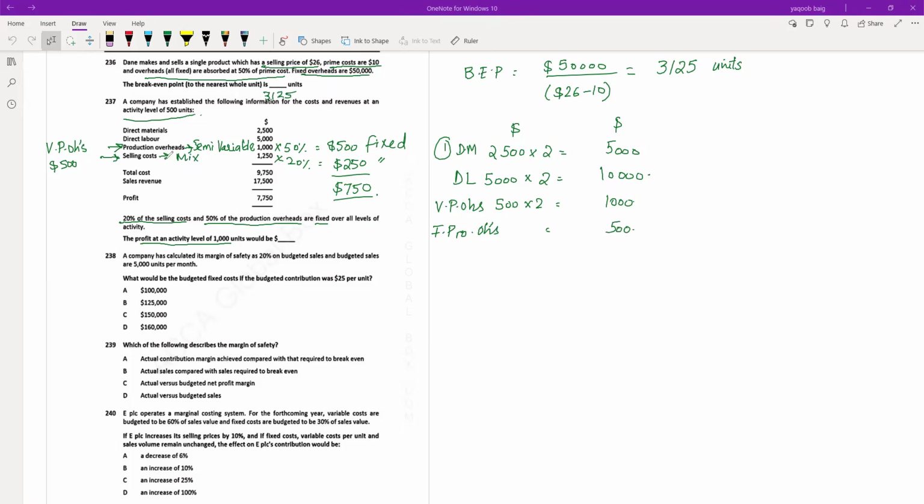Then we have selling cost, variable selling cost, which is 80% of 1250. Variable selling cost is 1,000 at 500 units, multiplied with the 2, 2,000. Fixed selling cost, which is 250.